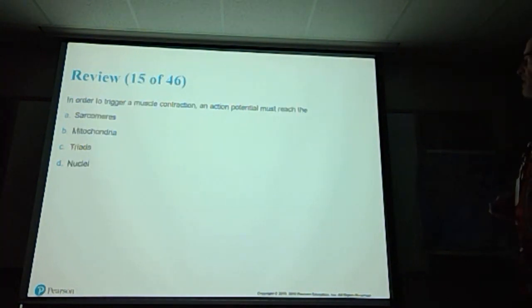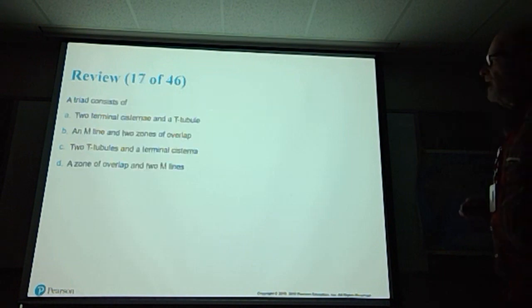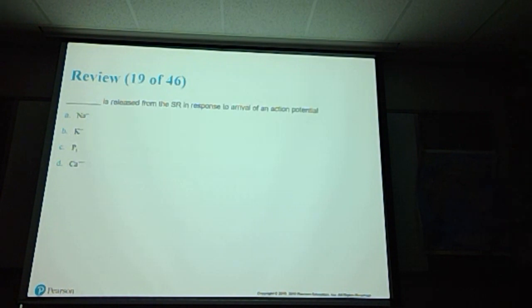In order to trigger a muscle contraction, an action potential must reach the triads. A triad consists of two terminal cisternae and a T-tubule, an M-line, two tubules and a terminal cisterna, or two terminal cisternae and a T-tubule? Two terminal cisternae and a T-tubule. What is released from the sarcoplasmic reticulum in response to the arrival of an action potential? Calcium.